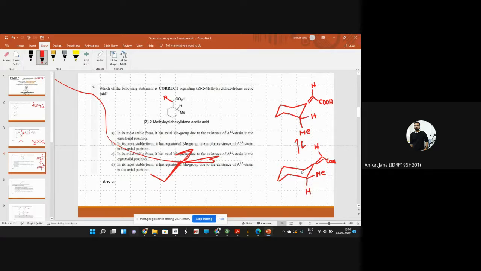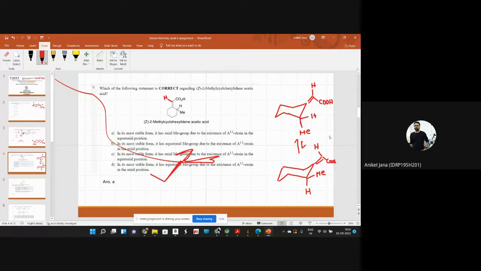Okay, so the Z isomer can exist in the following two conformations. This is the Z isomer. As you can see, the higher priority group of this carbon, that is COOH, and of this carbon, on this side as this is the more substituted one, are on the same side. Now the question comes from this carbon atom. The methyl group can be either axial, this one, or in the equatorial position.